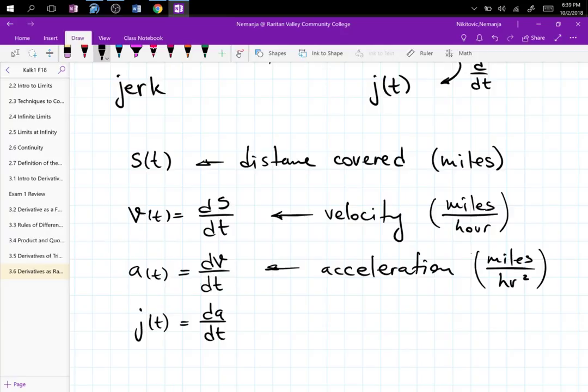And this one is simply how fast you slam on those pedals. Do you press them slowly? Because over time, it's change of acceleration over time.